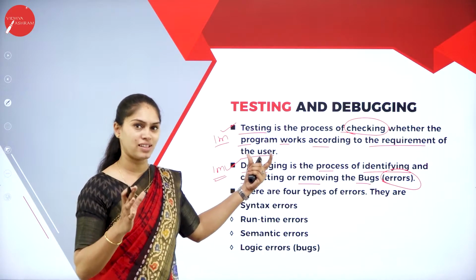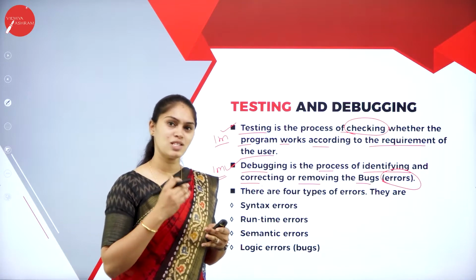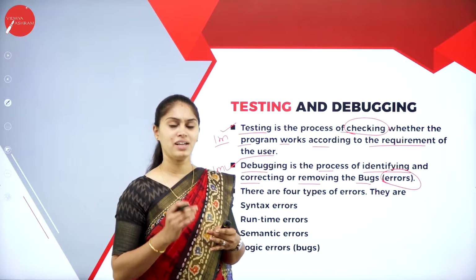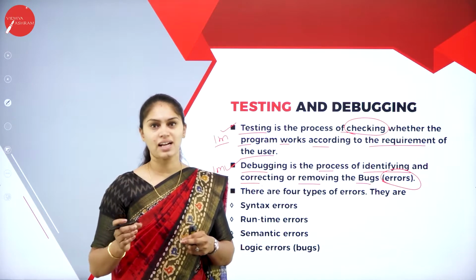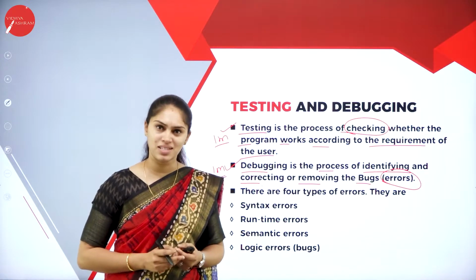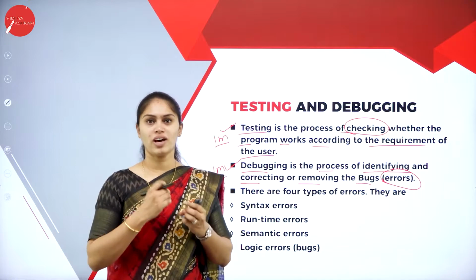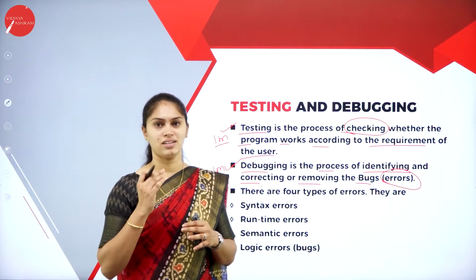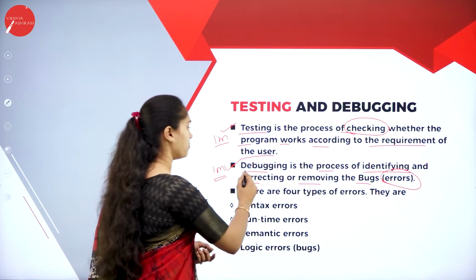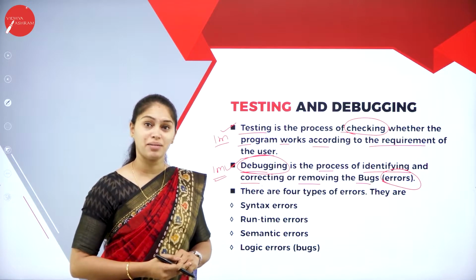Debugging. So understand one thing, first we have to write a program, then we are going to check whether it is working according to the user requirement or not. If it is running according to the user requirement, then there will be no problem. If any mistakes occur, then they have to be identified and those mistakes or errors must be rectified. That stage is known as what? Debugging.